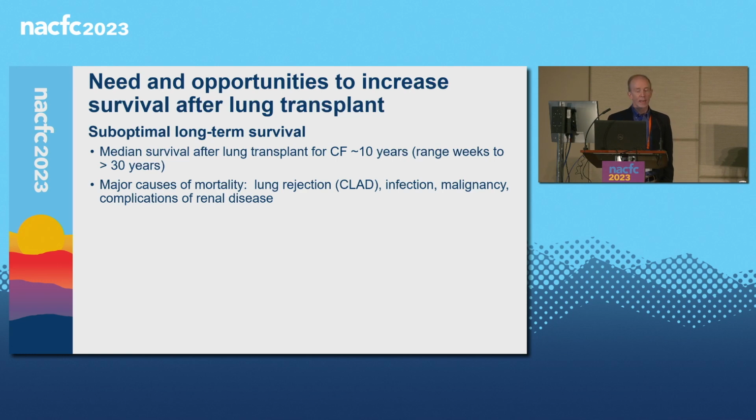The major causes of mortality after transplant include rejection, infection, malignancy, and complications of renal disease. And while not all of these are addressable, clearly having a multidisciplinary team trying to optimize the evaluation and care of people to detect these problems early is most likely to lead to improvements in outcome.